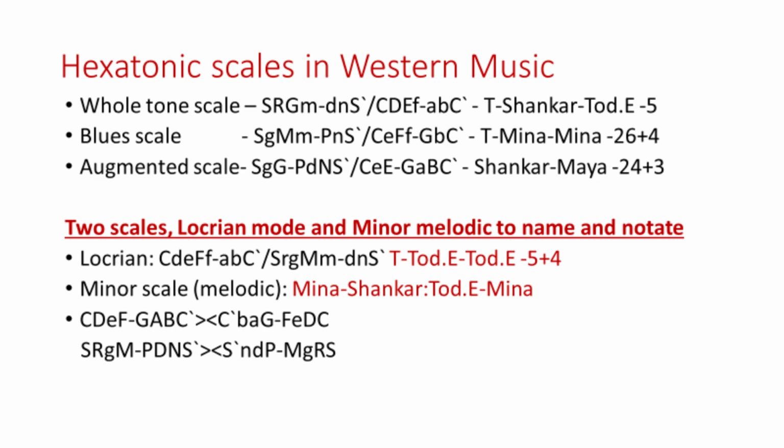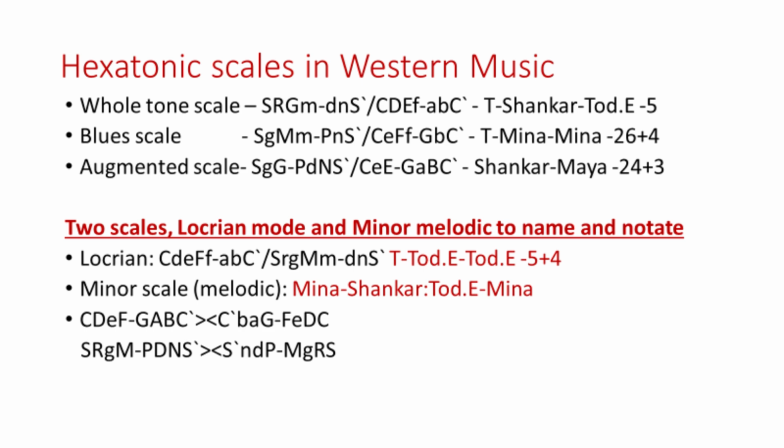The note missing is the fifth, so the name is T Shankar Toddy minus 5. Now let's name the blues scale in Western music. As you know, the notes for the blues scale are C, minor third, that is small e, perfect fourth, that is capital F, then tritone, that is small f, then perfect fifth, that is G, then minor seventh, that is B, and then C again.